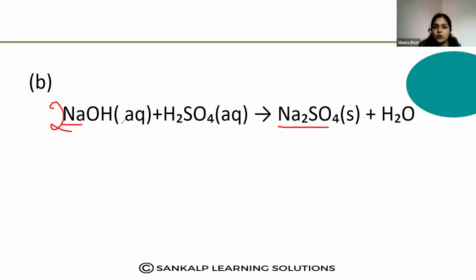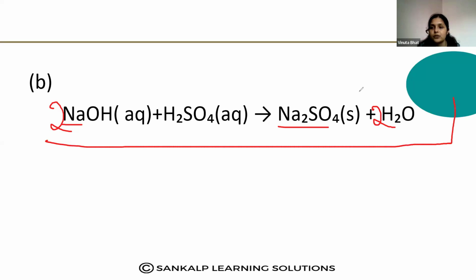Then hydrogen: here 2 plus 2, 4, here only 2. I will add the 2 here, 2, 2, 4 hydrogen, here also 2 plus 2, 4 hydrogen. Then oxygen, 4 plus 2, 6, and here 2 plus 4, 6 oxygen. Sulfur is the same. So this is the balanced chemical equation. Okay.